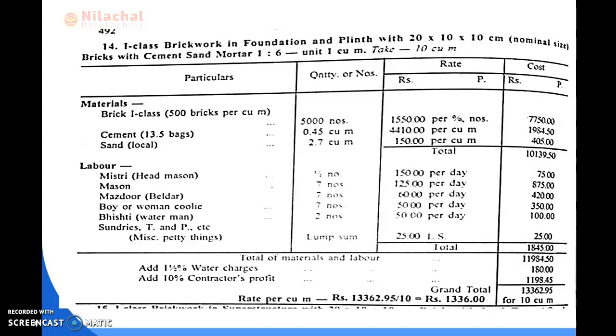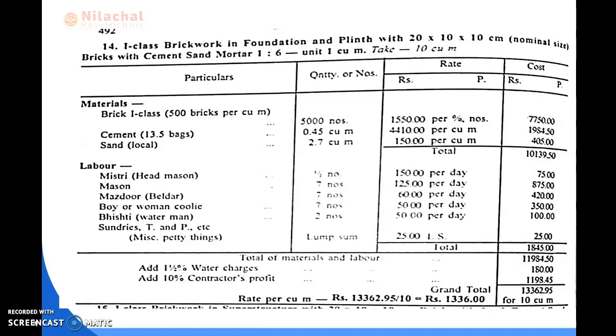Then the total cost is 7750 plus 1984.50 plus 405. It is equal to 10,139.50.